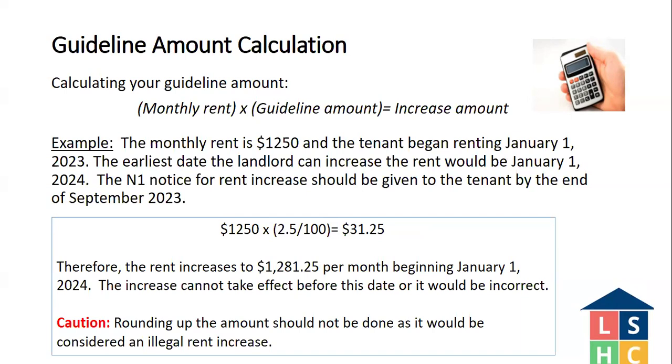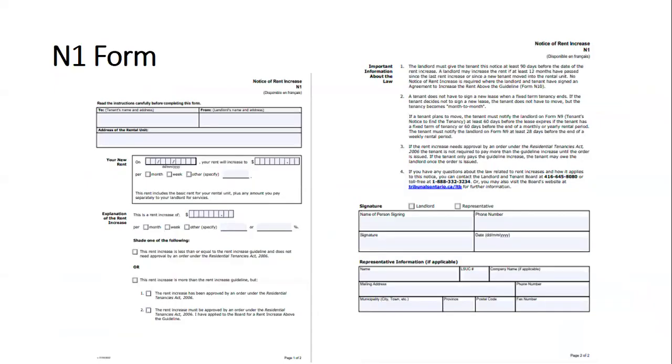For an increase to take effect, it must be served 90 days before the effective date. For example, if the increase is effective on January 1st, 2024, the N1 form should be served to the tenant by the end of September 2023. This is what the N1 form looks like.